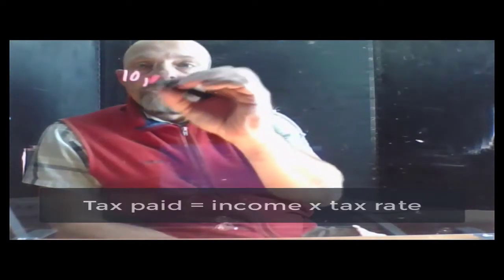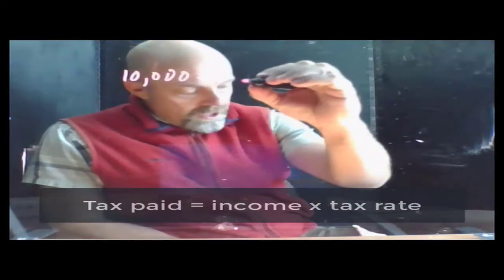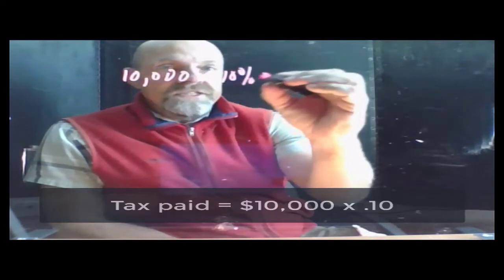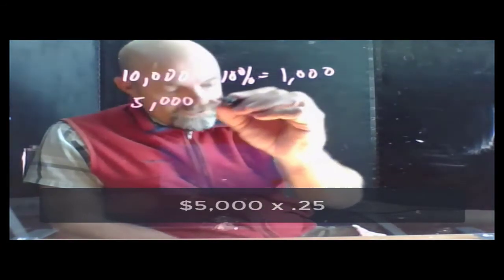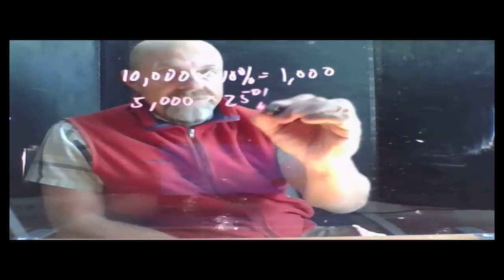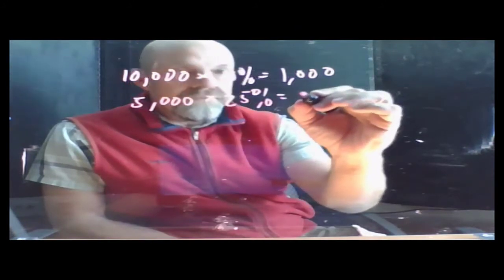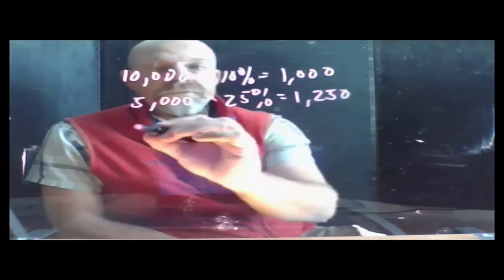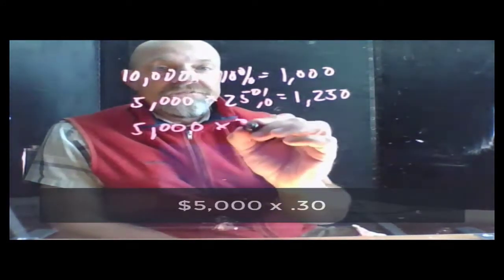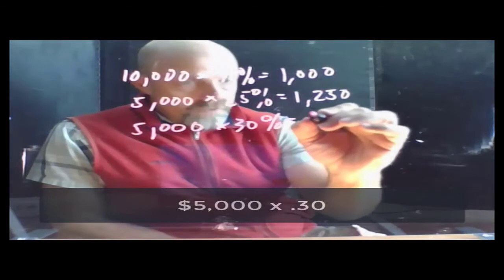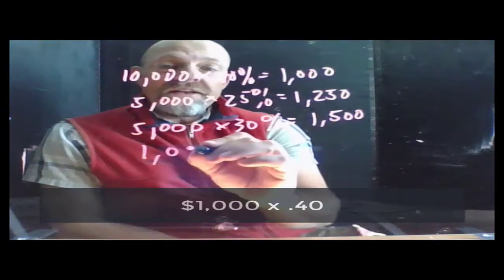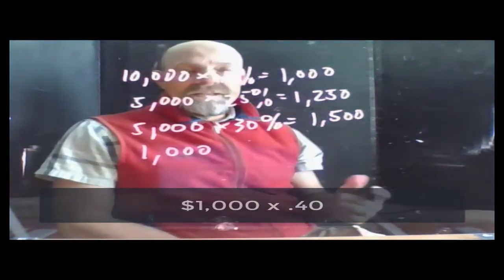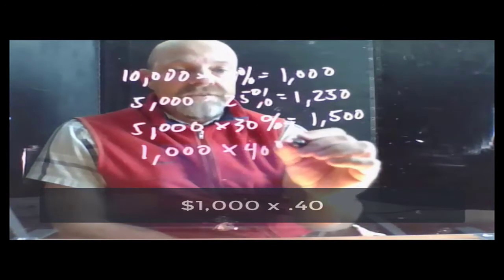So in this case, your first $10,000 of income is taxed at a rate of 10%, which is equal to $1,000 in tax paid. Your next $5,000 of income is taxed at a rate of 25%. That means your tax paid for that portion of your income is equal to $1,250. Your next $5,000 is taxed at a rate of 30%, or a burden of $1,500 for that portion of your income. Now the remaining $1,000 of your $21,000 income is taxed at a rate of 40%.